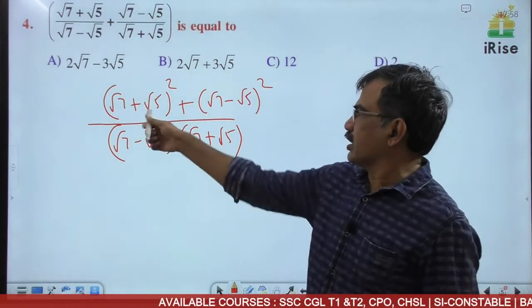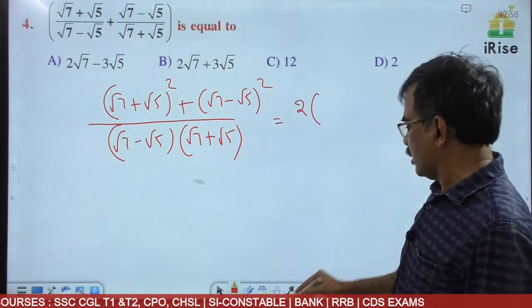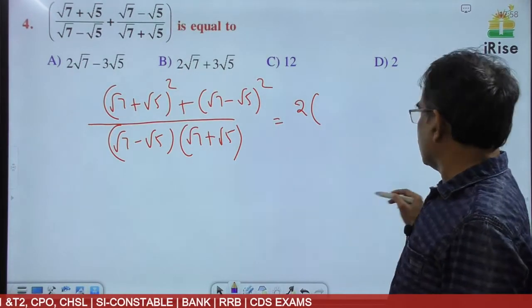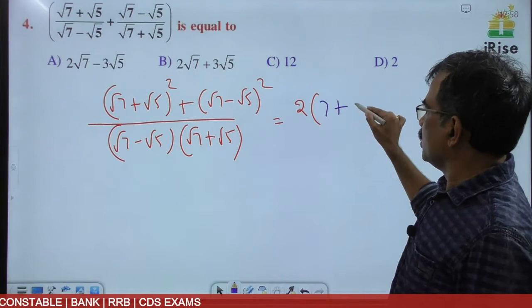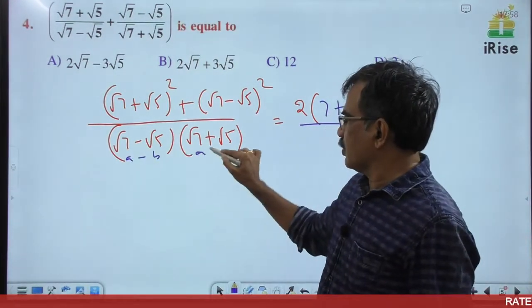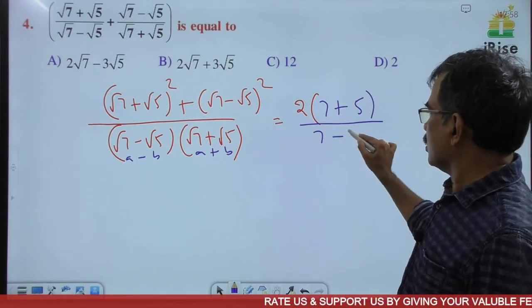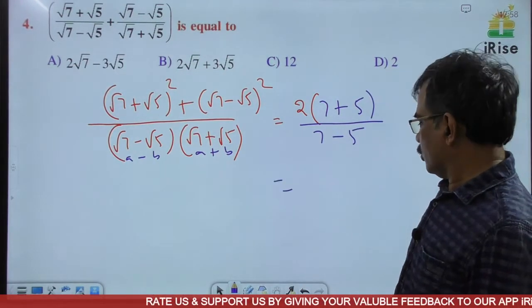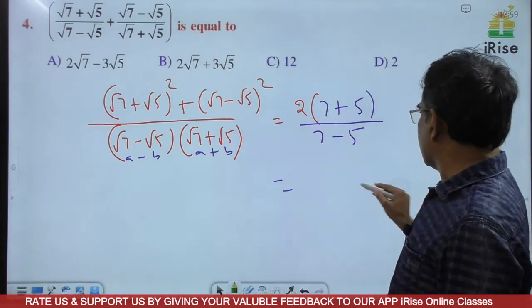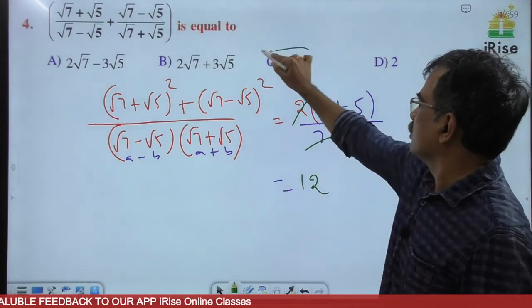Again the same formula: a plus b whole square plus a minus b whole square is equal to 2 times a square plus b square. A square is 7, b square is 5. The denominator is a minus b into a plus b, which is equal to a square minus b square. A square is 7, b square is 5. Okay, so here these two get cancelled, 7 minus 5 is 2, the 2s cancel, so the answer is 12 for this question. The answer is 12.